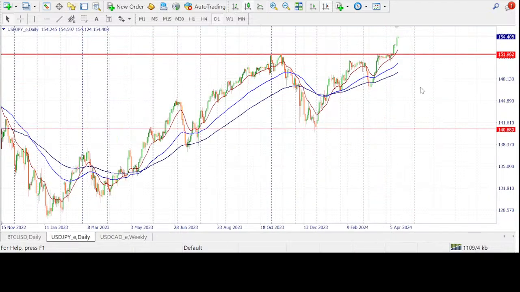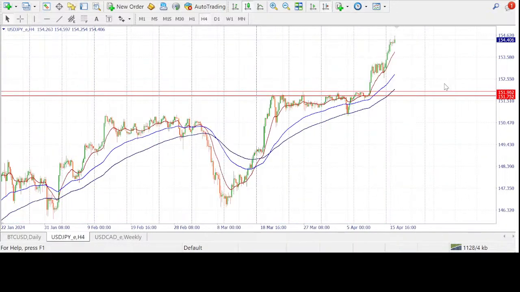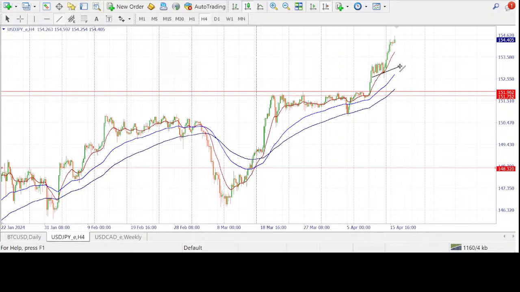The other chart is the US dollar Japanese yen. This is upwards. We have a very good uptrend. So we've had price ascend above this zone. Then it formed a shape here. It was a resistance. There is another shape here, a small shape.